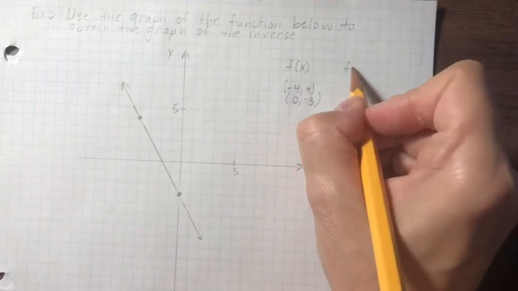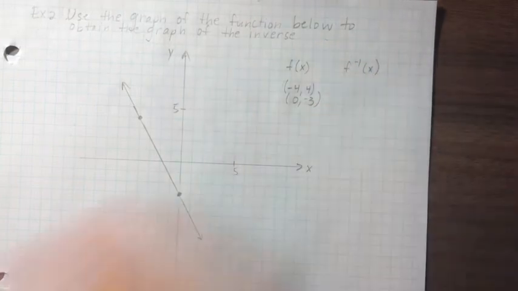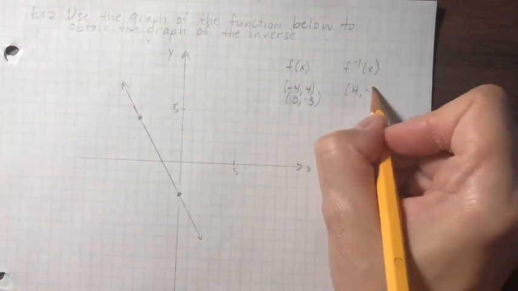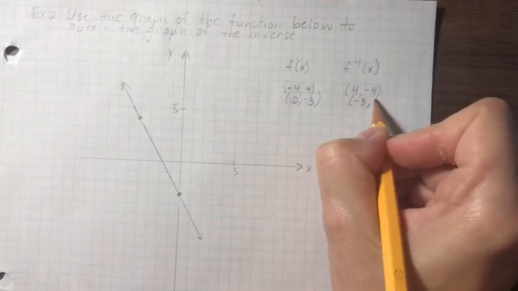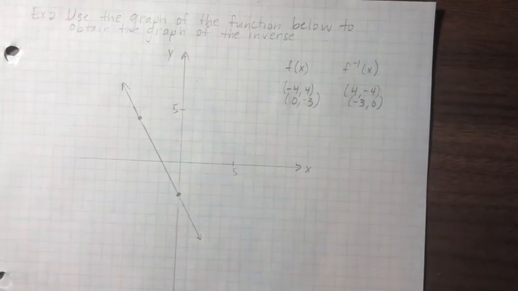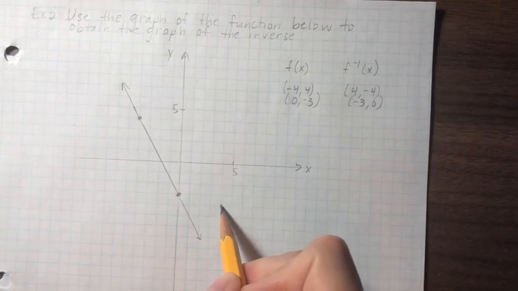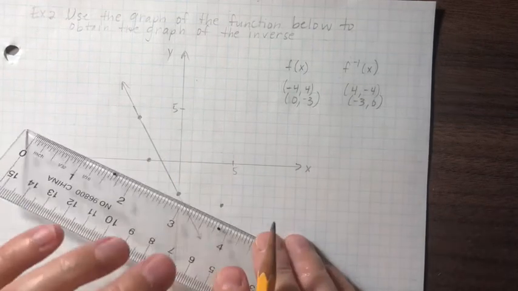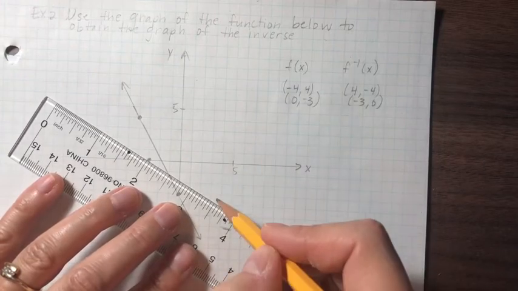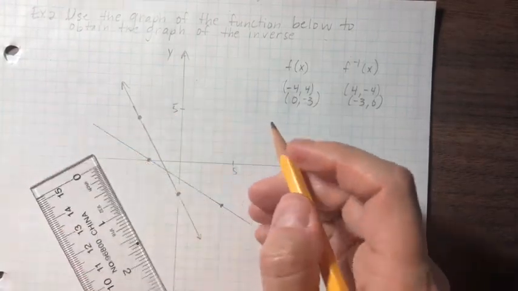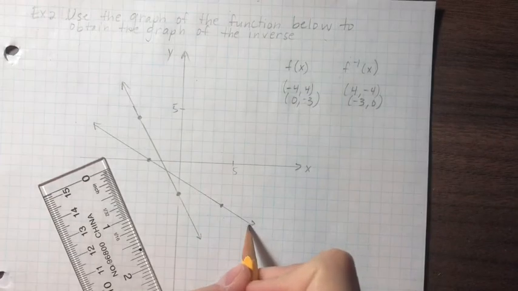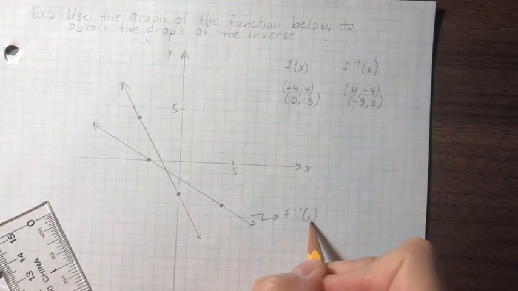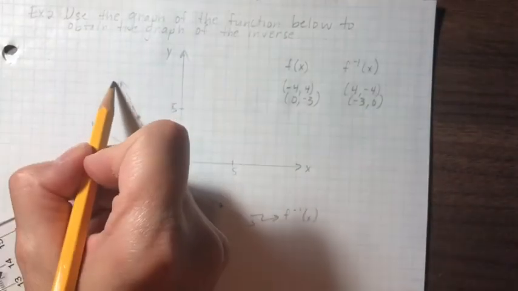And then to find the points on the inverse, I'm going to interchange the x and y coordinates to give me the new points (4, -4) and (-3, 0). And I'm going to plot these new points now. And I'm going to draw a new line to represent the inverse. So this right here is my inverse, and this was the original.